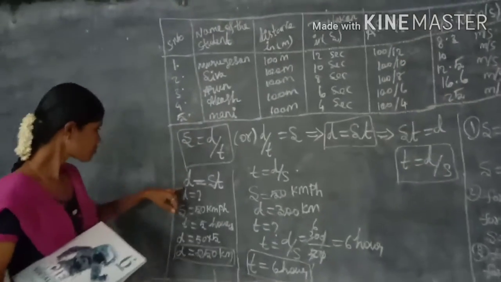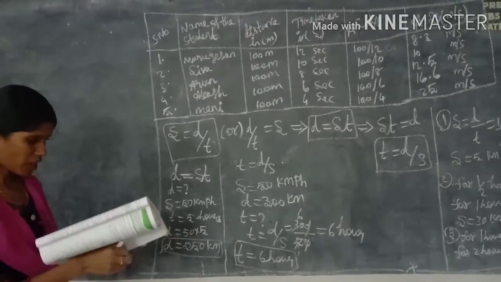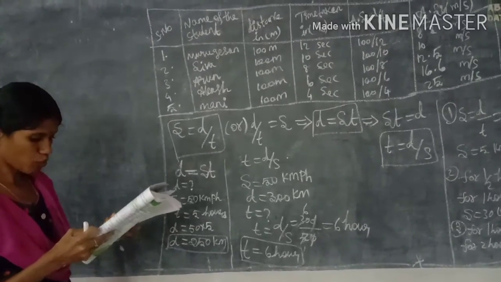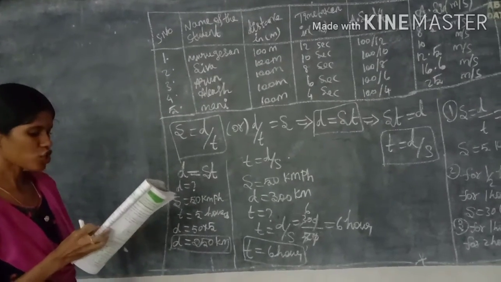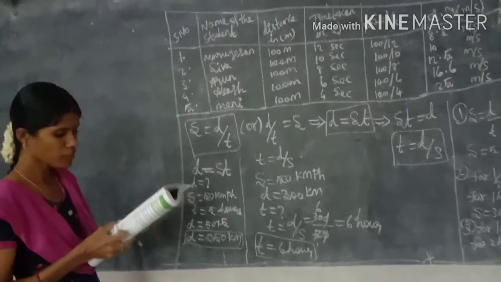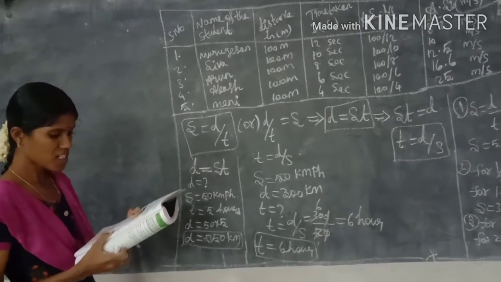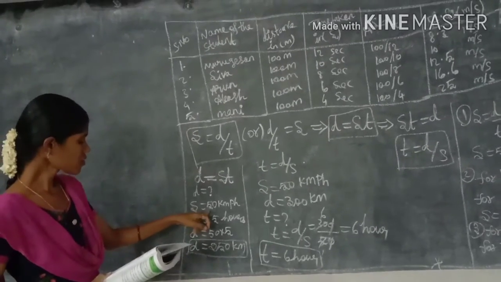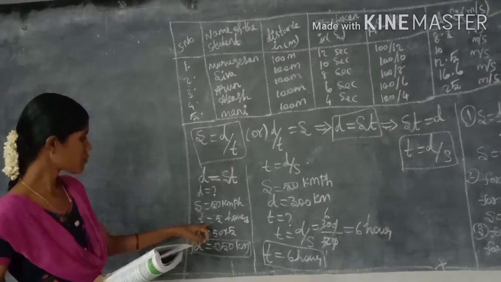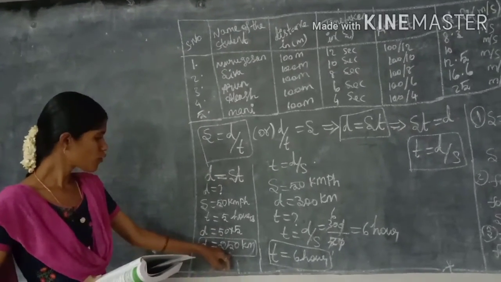On page number 28, a problem is given under the Do You Know box. If a ship traveled at a speed of 50 km per hour and sailed for 5 hours, how much distance has it traveled? The speed is 50 km per hour and the time is 5 hours. So the distance is 50 into 5, which is equal to 250 km.